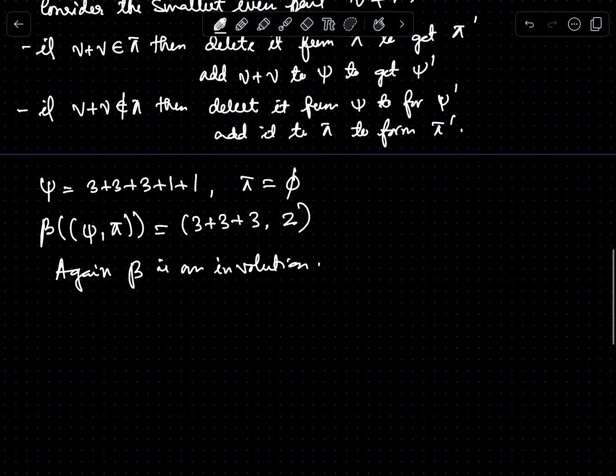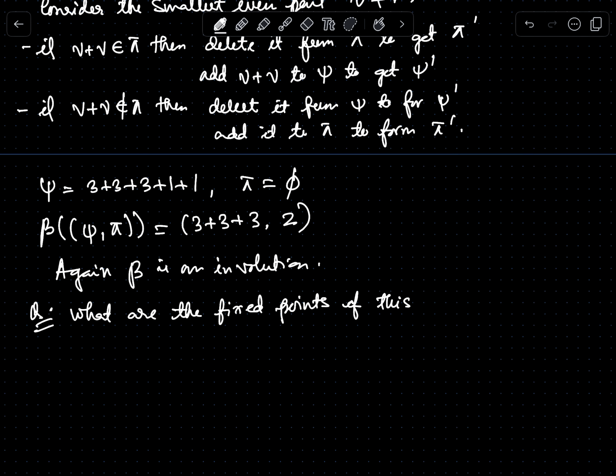Okay. Now the question that we are interested in is, what are the fixed points of this involution? That means if you apply that involution to that particular point, it does not change. These are called fixed points. Okay. So the question is, what are the fixed points of these involutions, both the involutions, right? So if you think about this, the answer is not very difficult.